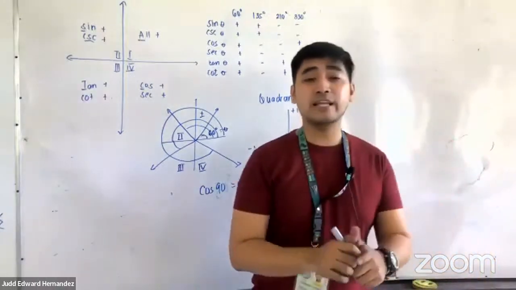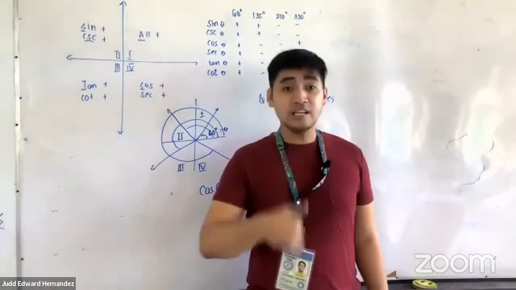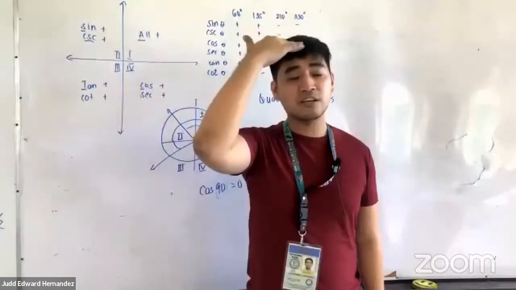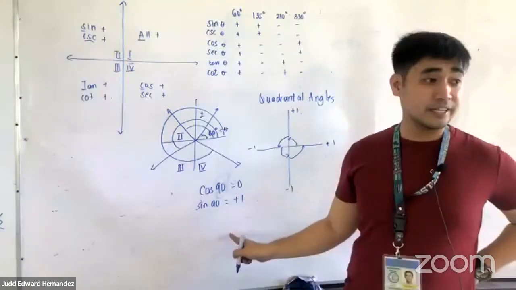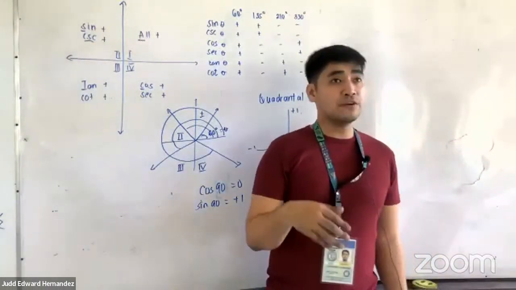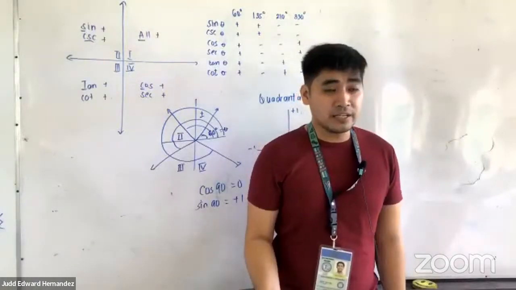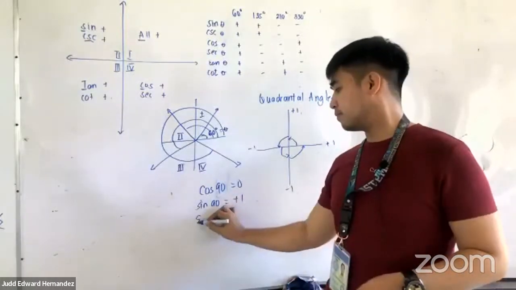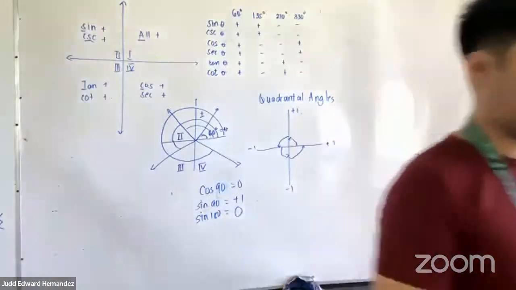Okay. What if you're asked to get sine 90? Sine of the cos. May sine po ba dito? Yes po. At saan mo nakita si sine? Sa taas o sa baba? Taas po. Therefore, sine 90 is equal to positive 1. Are we clear? Okay. What if you're asked sine 180 degrees? 0, 90, 180. Is there a sine here? Wala po. Therefore, sine 180 is 0.